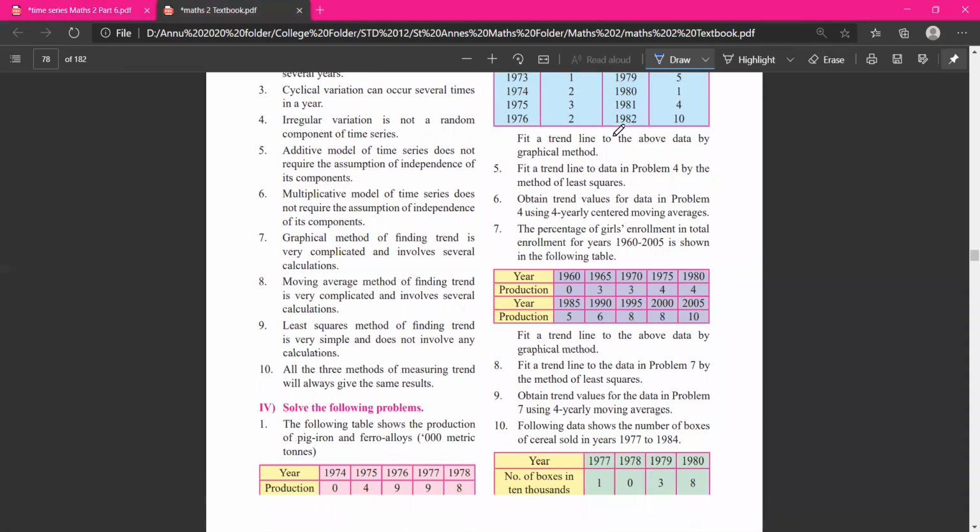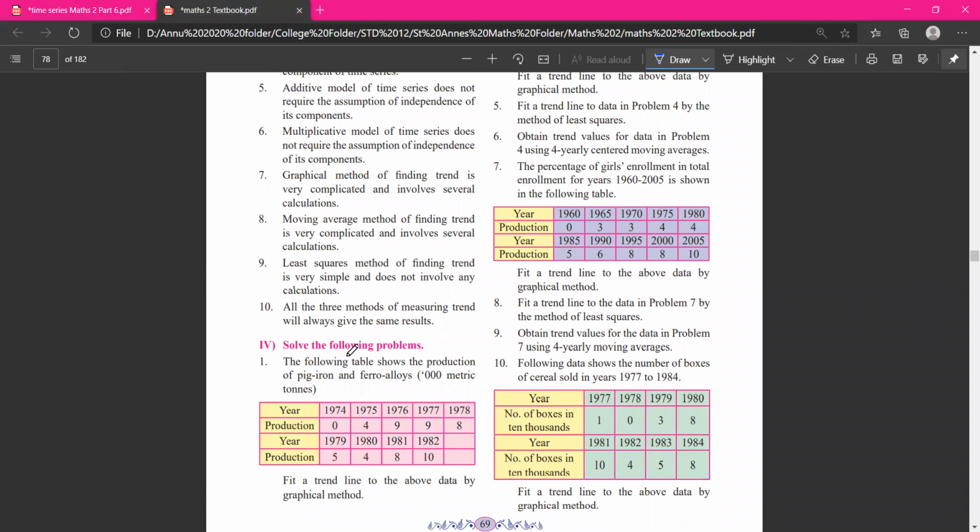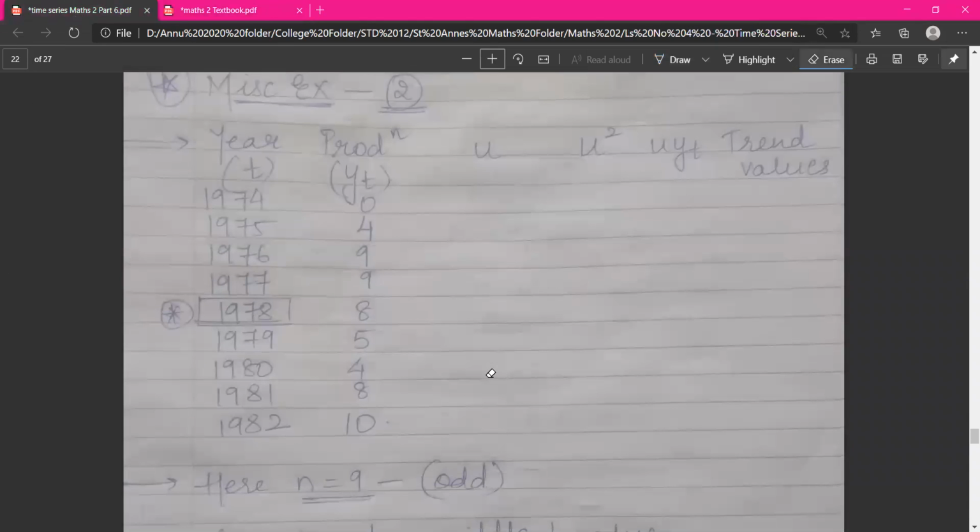Nothing else has been asked to find, only by the method of least squares. So 5 years above, 4 years below, so total is 9. 9 is odd. So as I know it is odd, I can easily make the table like this first. Year, production, U, U square, UYT, and trend values. Now as it is an odd figure, easily I can leave 4 above, 4 below, so I can get the middle year 1978.